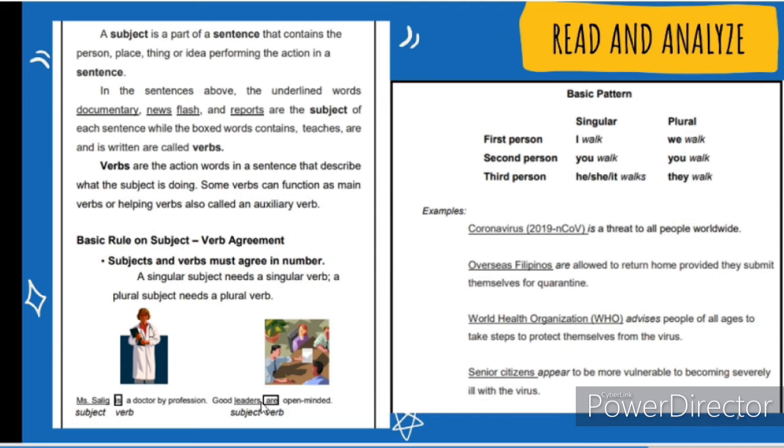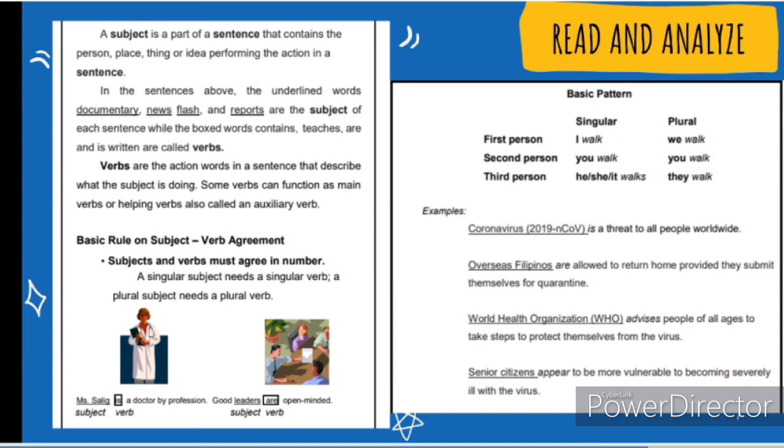Let's take these two sentences as examples. Miss Selig is a doctor by profession. First, identify the subject. The underlined word, Miss Selig, is the subject of the sentence. The verb inside the box is the verb in the sentence. Miss Selig is a singular subject. Is is a singular verb. Therefore, this sentence follows the correct rule on subject-verb agreement.